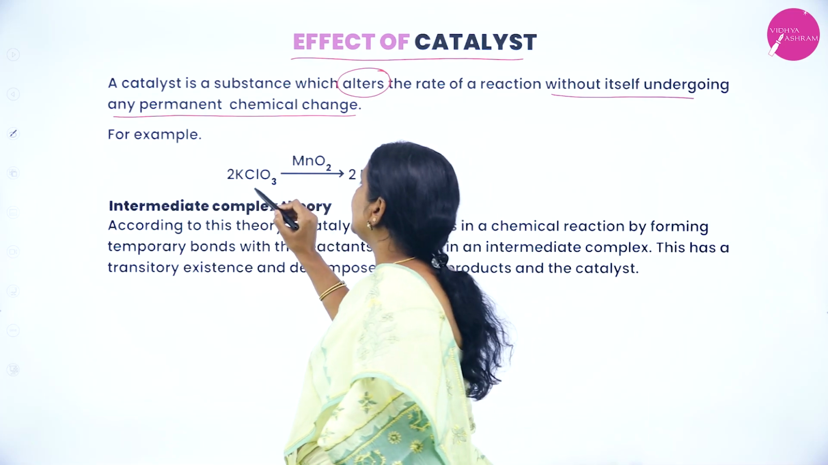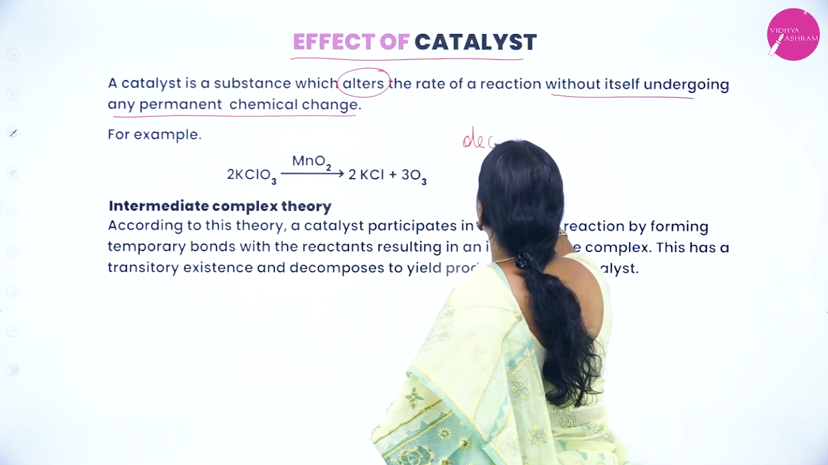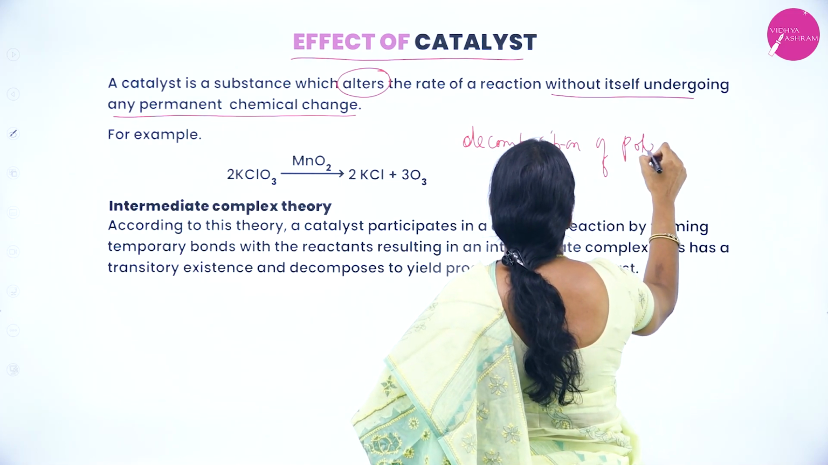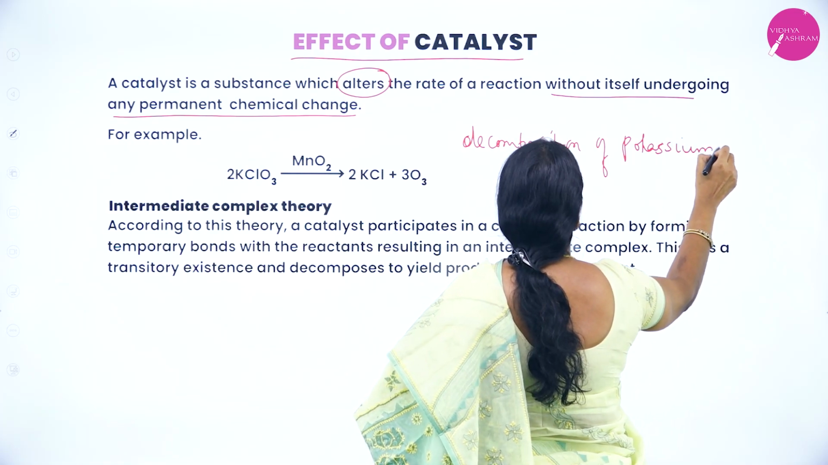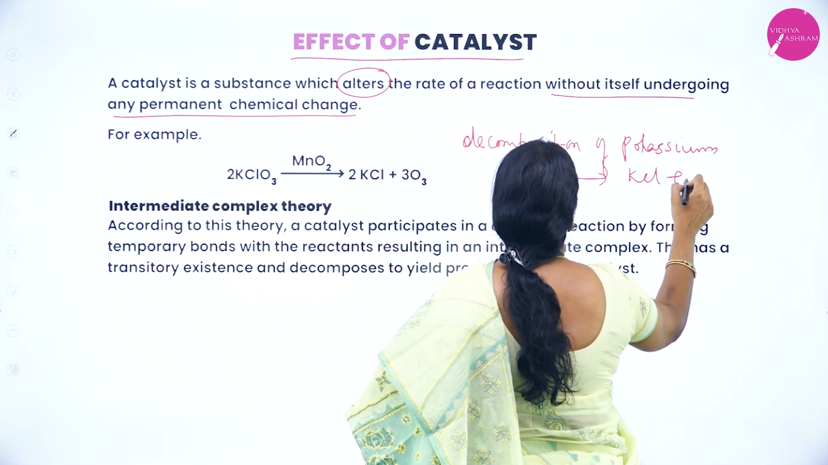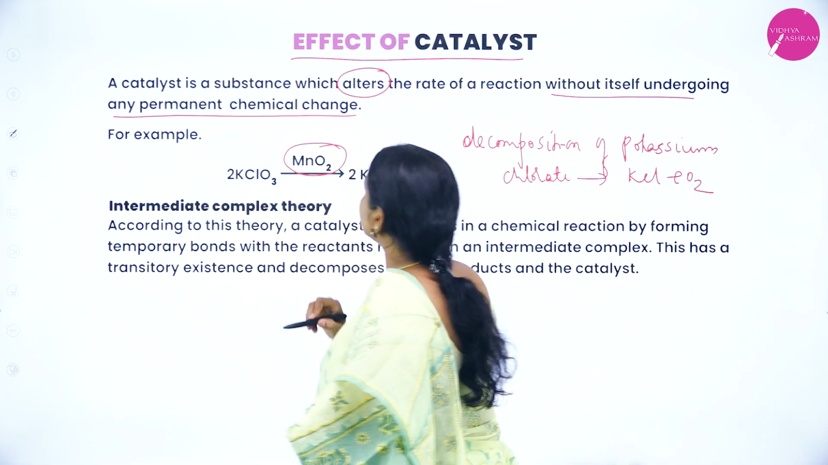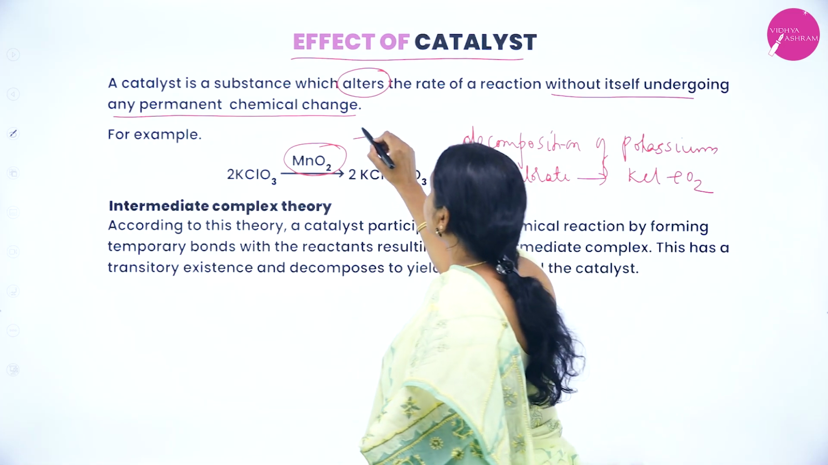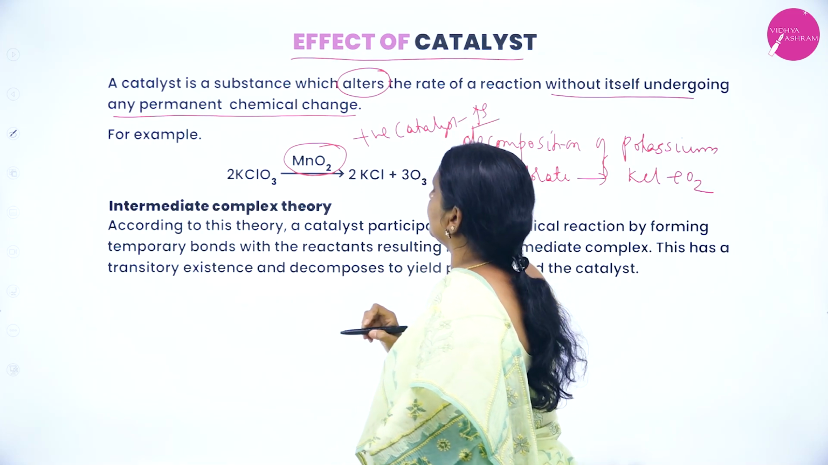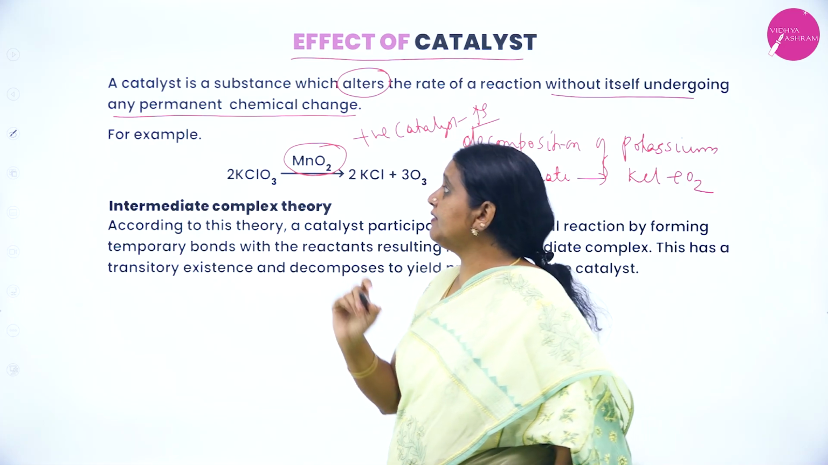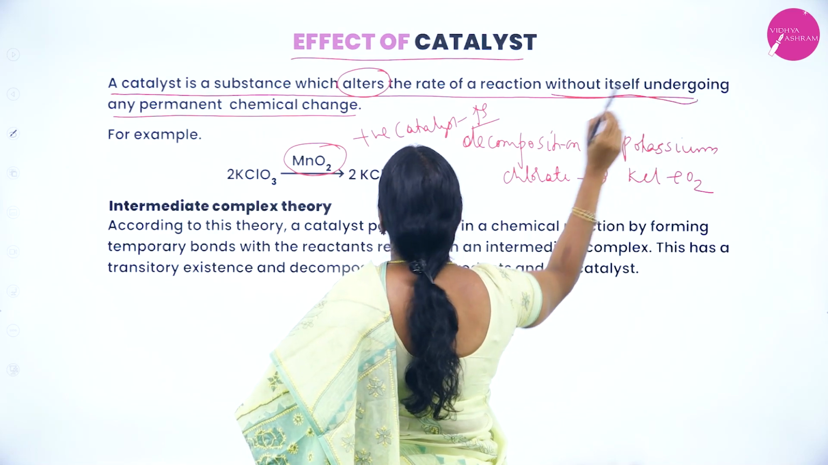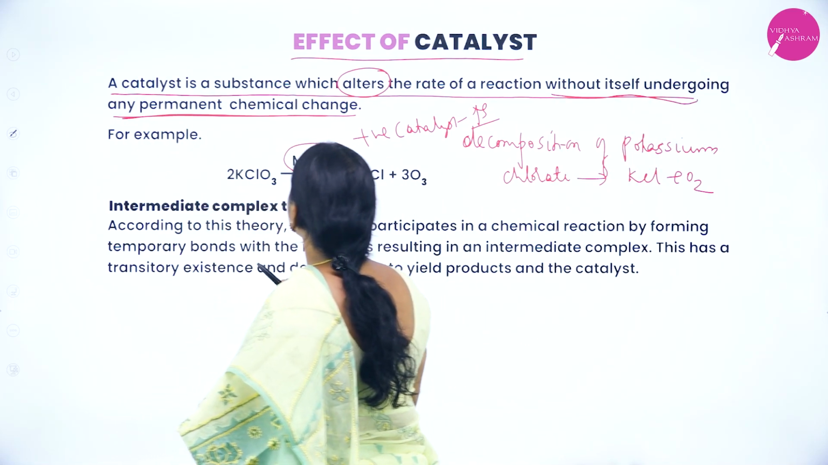For example, decomposition of potassium chlorate to potassium chloride and oxygen. Which is the catalyst? Manganese dioxide is the catalyst. It is a positive catalyst. Therefore, it increases the rate of the reaction. My dear students, what's the definition for catalyst? Catalyst is a substance which alters the rate of the reaction without itself undergoing any permanent chemical change.